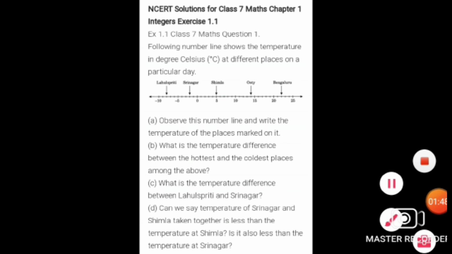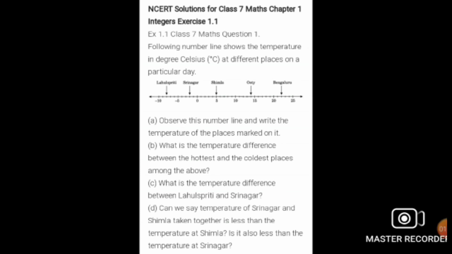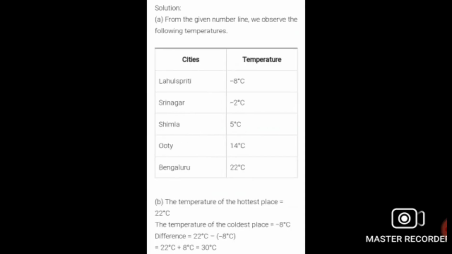At the left of 0 we have minus 1, minus 2. So minus 2 is Srinagar. Then after minus 5, in the third point they have given Lahul Spiti. So minus 8. So we can write the answers like this.